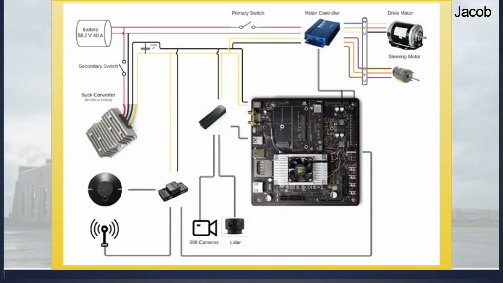Here we have a schematic of how all of Little Pig's hardware is connected. We have a 58.2 volt 40 amp battery, which is developed from Tesla battery cells. This powers a 1.5 kilowatt drive motor and a 300 watt steering motor. The sensors are all controlled by an NVIDIA Jetson TX2 computer. This is what processes the sensory data and tells the motors where to go.